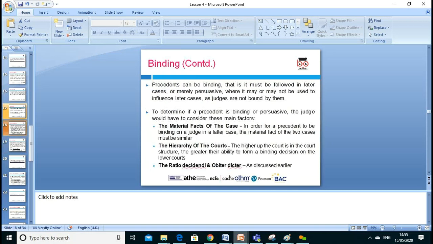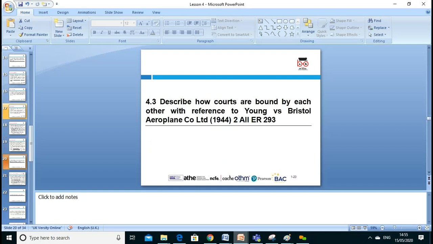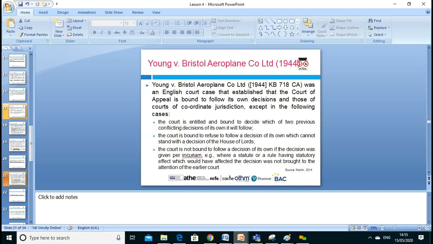So we discussed binding, and next overruling. Next we have 4.3: describe how the courts are bound by each other, with reference to Young v Bristol. These are the case laws. Young v Bristol was the English case establishing that the Court of Appeal is bound to follow its own decisions, and those of courts of coordinate jurisdiction, except in the following cases.